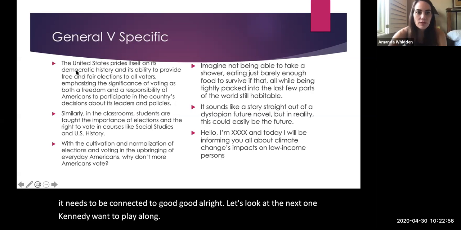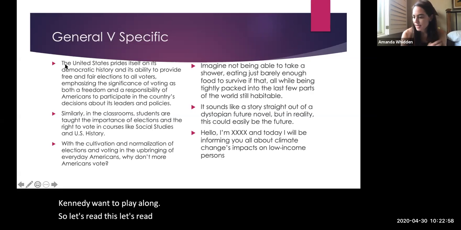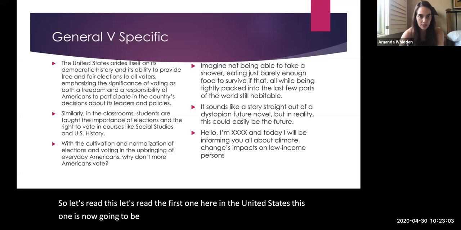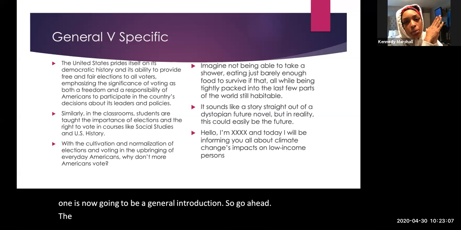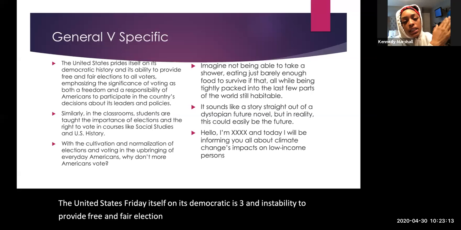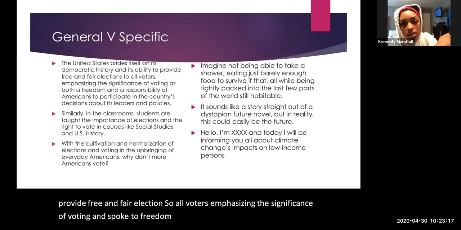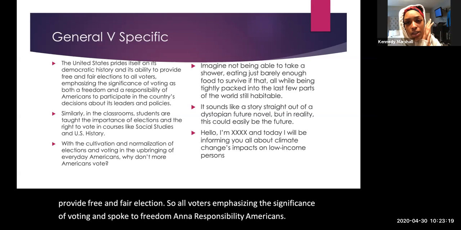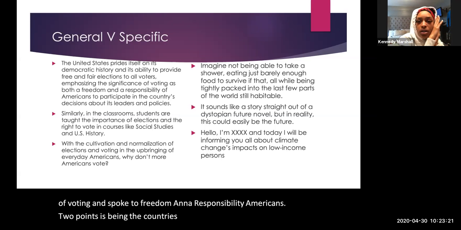So let's read the first one here, the United States. This one is now going to be a general introduction. So go ahead. The United States prides itself on its democratic history and its ability to provide free and fair elections to all voters, emphasizing the significance of voting as both a freedom and a responsibility of Americans to participate in the country's decisions about its leaders and policies.